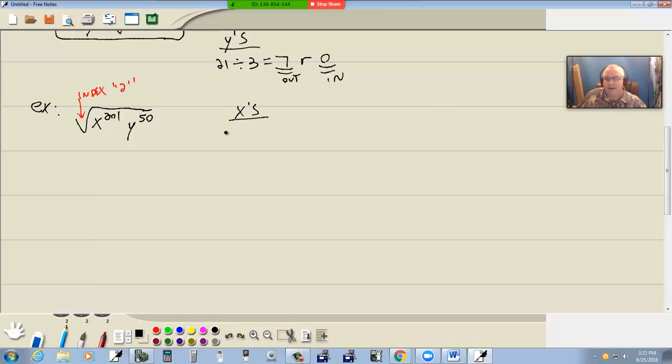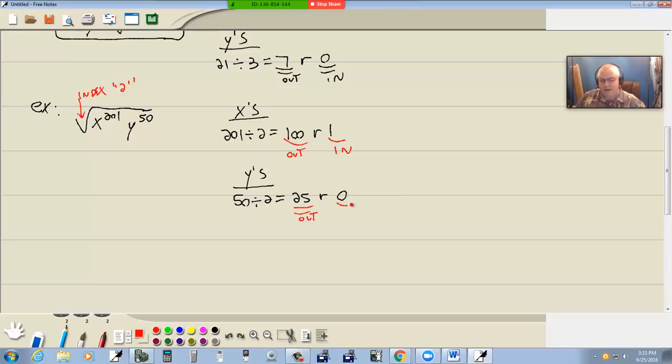So I'll come over here for our x's. We'll take our power, which is 201, divide by our index, which is 2. And that gives us 100 with a remainder of 1. So this is how many x's is going to come out, and this is how many x's is going to stay in. So then for our y's, we'll take our power, which is 50, divide by our index, which is 2, and that gives us 25 with a remainder of 0.